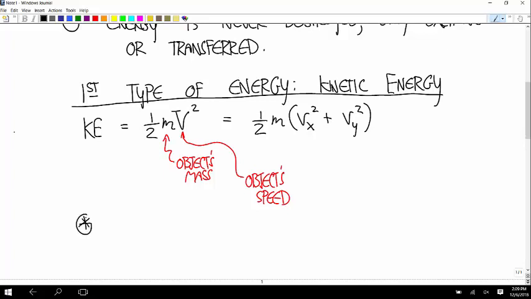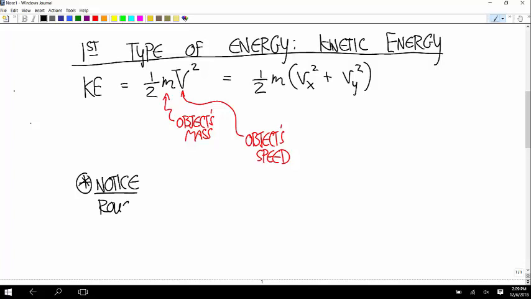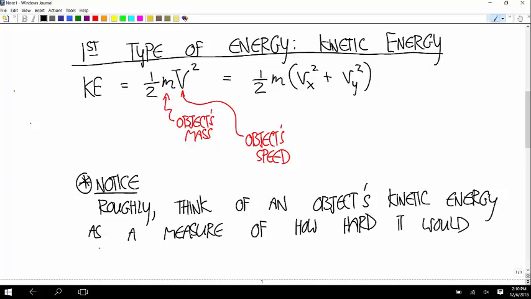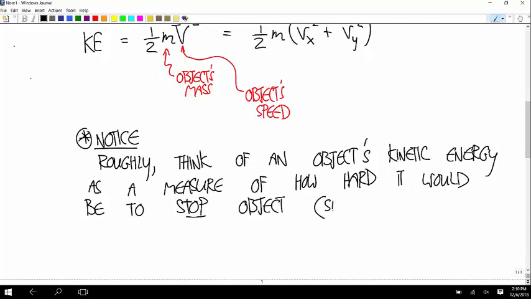So notice you can roughly think of an object's kinetic energy as a measure of how hard it would be to stop the object. Notice that's the same thing I said about describing the magnitude of the momentum, if you remember. This is sort of similar to momentum.